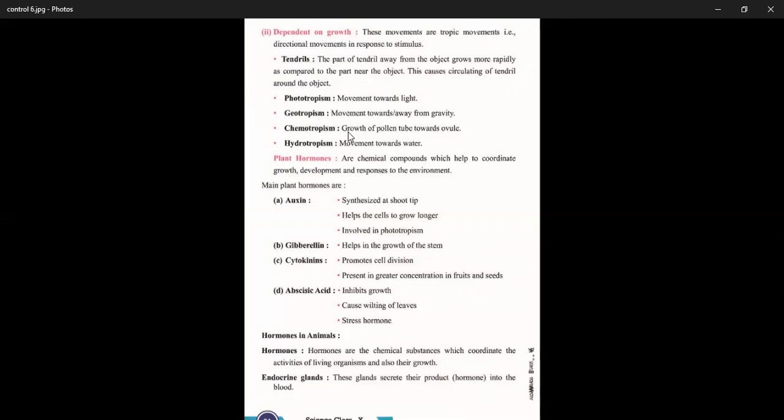Because the ovule has an apparatus, that is the filiform apparatus, which secretes some chemical. So in response to that chemical, the pollen tube moves toward the ovule. That is called chemotropism.